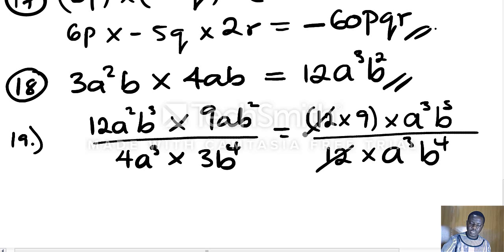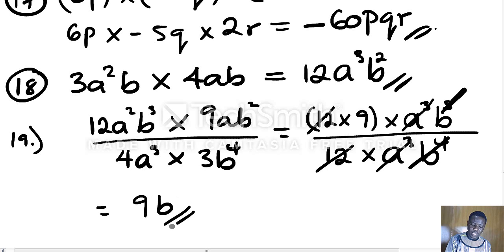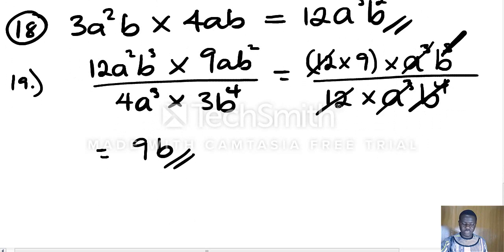12 can cancel out 12. a cubed can divide a cubed, leaving us with 9. b can also divide. This is b raised to power 5, and 4 of this will divide 4 of this, remaining 1. So this is going to be 9b as our answer.